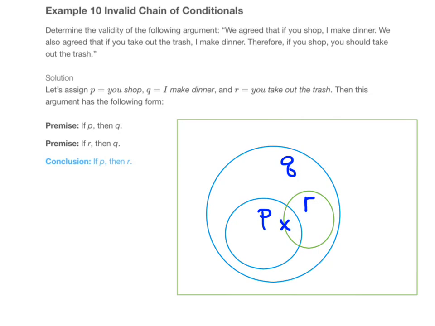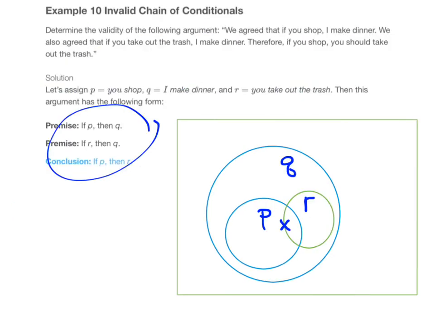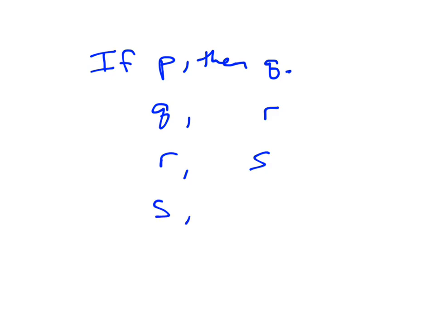So this gives you one more example of a fallacy. If you can rewrite your argument in this form, if P then Q, if R then Q, if P then R, then that's not valid. That's a fallacy. Or here's another example that you can add to your catalog of valid ones. If P then Q, if Q then R, if P then R. In addition to that, you can just continue that chain as long as you want. So I can say if P then Q, if Q then R, if R then S, if S then T, and you get the idea.